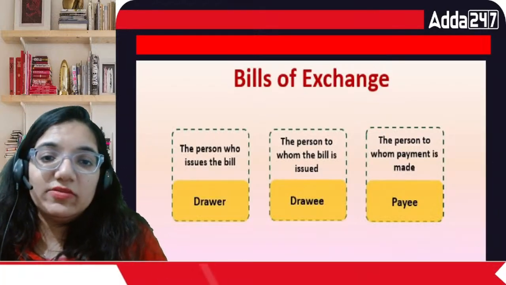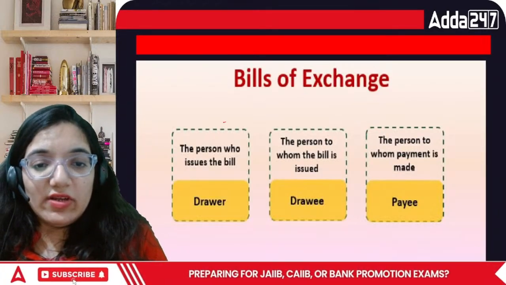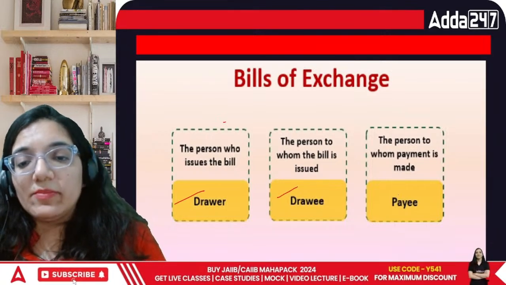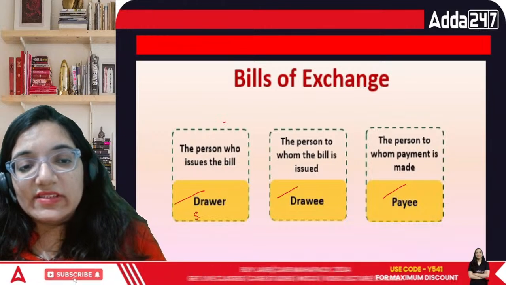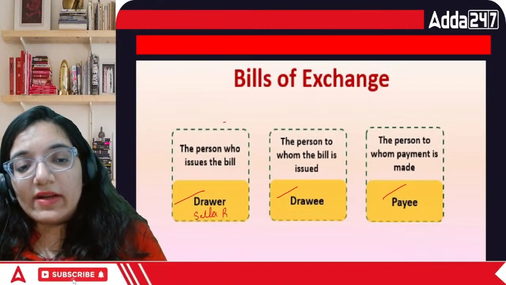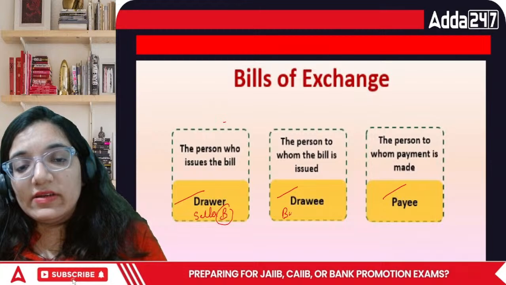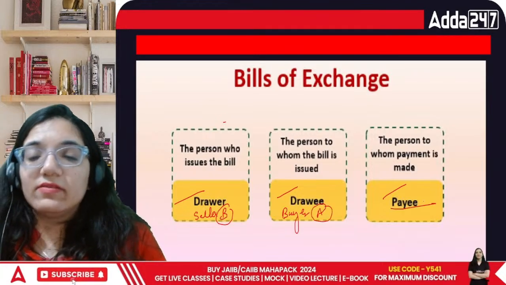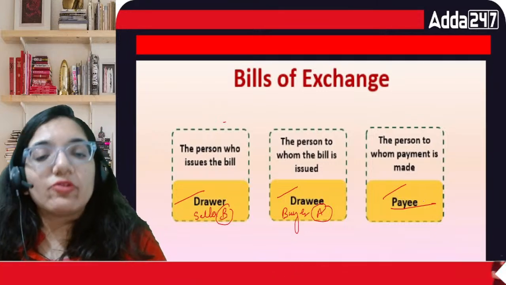Now, as I told you, there are three people. There is a drawer, a drawee, and a payee. The drawer was the seller or party B. The drawee was the buyer or party A, and the payee. See, I said that you will have to pay me.